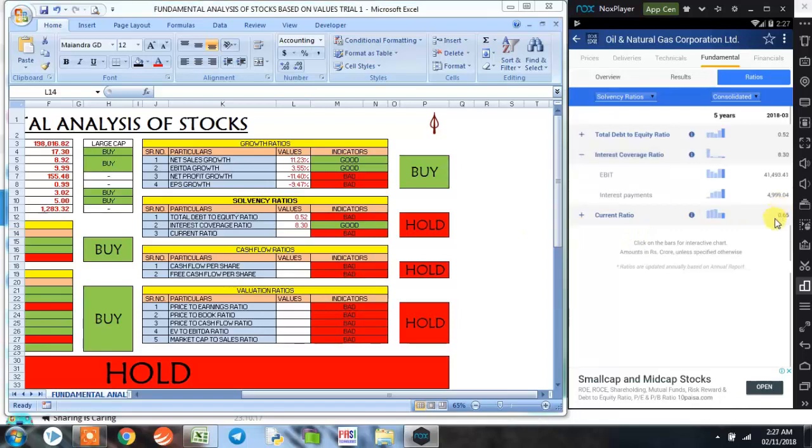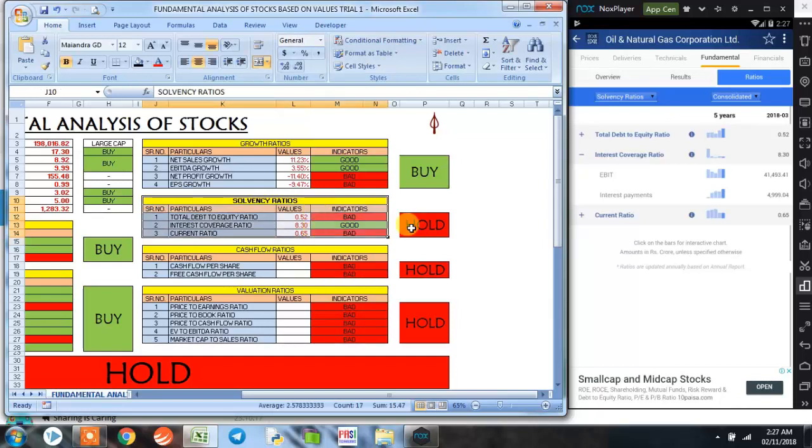The interest coverage ratio is 8.3. When we click on 8.3, we get to know that the company's EBIT is 41,493.41 crores, whereas the interest that the company is paying is 4,999.04 crores. Current ratio is 0.65. So overall solvency ratio has not given us a signal to buy this stock at this point of time.